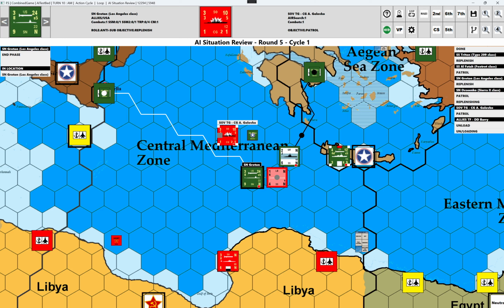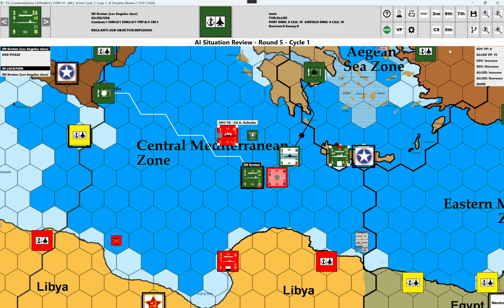Man, meanwhile, this thing is messed up. What are the VPs looking like right now? 15 VPs for the Allies. I'm not sure why that is. Probably because of all the damaged and destroyed. Yeah, the damaged and destroyed. And they're about to get a bunch more points when these guys get there. Anyway, we'll see. When this phase ends, when this turn ends, those ships will have unloaded their cargo.